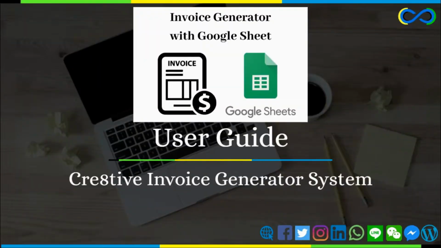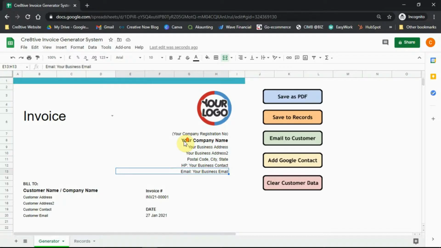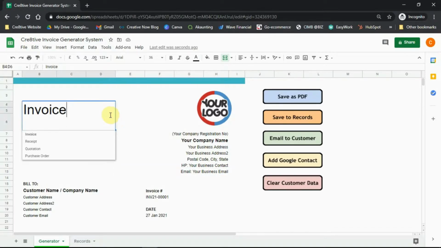Now let's begin with the Cre8tive Invoice Generator system demo or user guide. So go back to your Cre8tive Invoice Generator system. With this system, the first thing you can do is change this type of document to receipt, quotation or purchase order by clicking on the wording. In this demo, I'm going to use invoice wording.